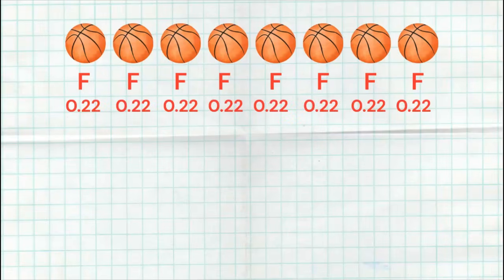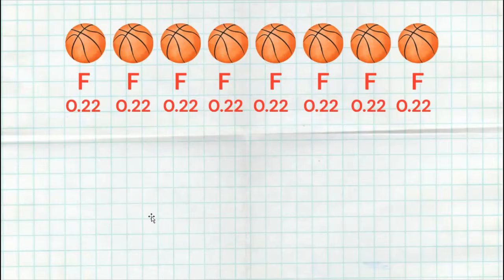So we have a 22% chance that she misses the first, a 22% chance she misses the second, and so on. All those probabilities stay the same. They don't change. They don't go up. They don't go down. That's why it's 22% the entire time. We do have independence, which means if she misses 5 in a row, it's still 22%.